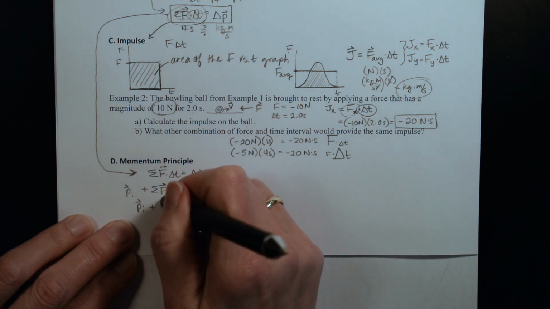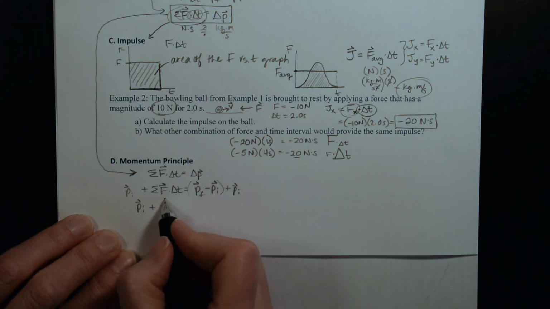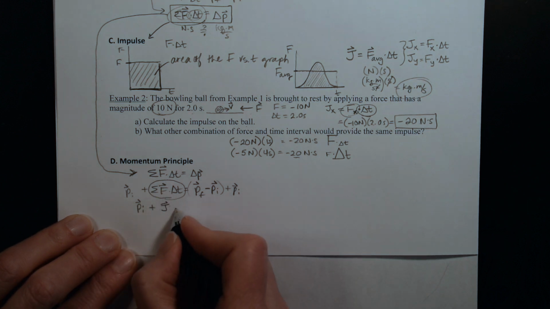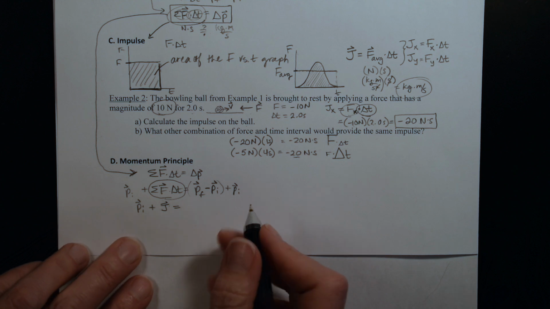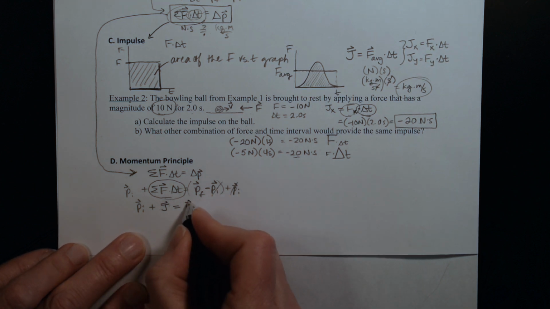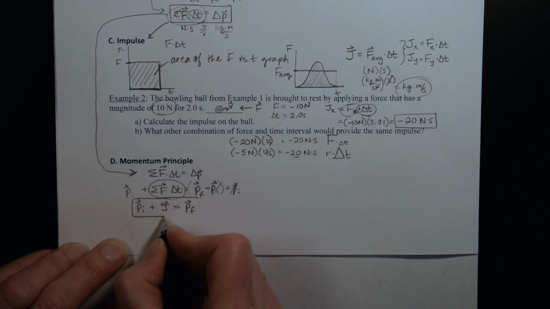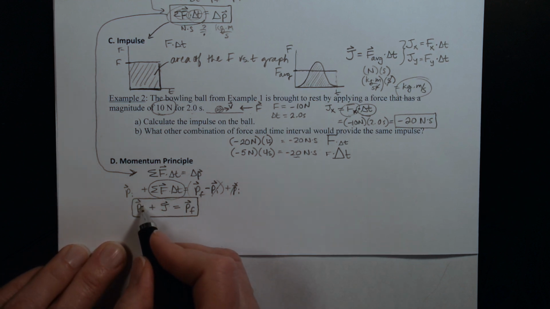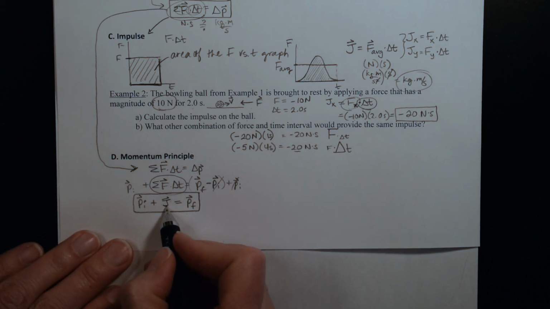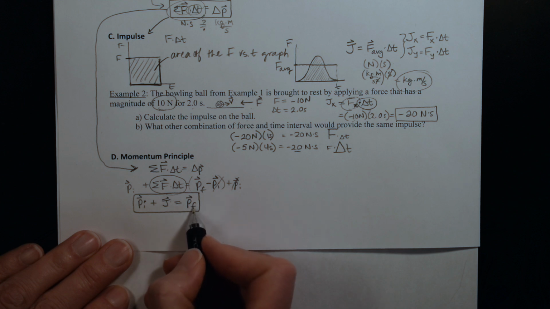So adding initial momentum to both sides, what I get is initial momentum plus, actually, let's just change this to impulse. This right here is the impulse. So plus the impulse equals, and these have gone away, equals the final momentum. So this is our momentum principle, and it says that if you start with some initial momentum, and then the object experiences an impulse, that's going to change the momentum to a new final value.